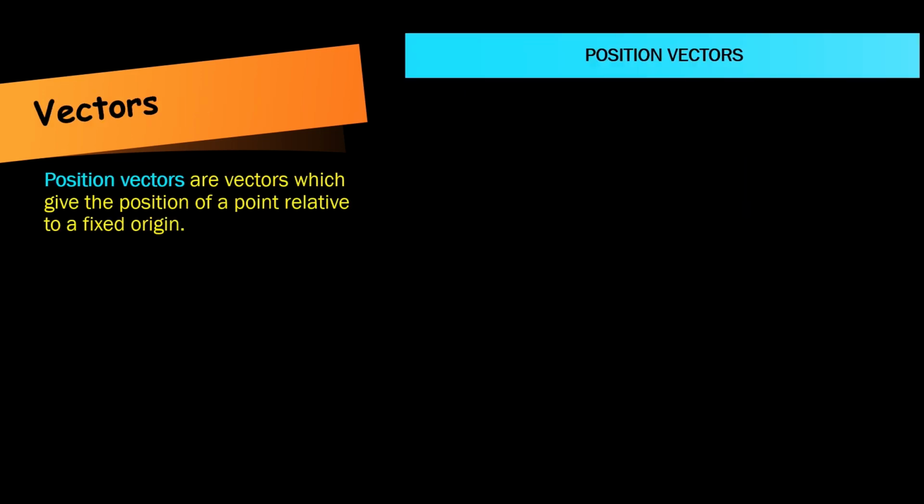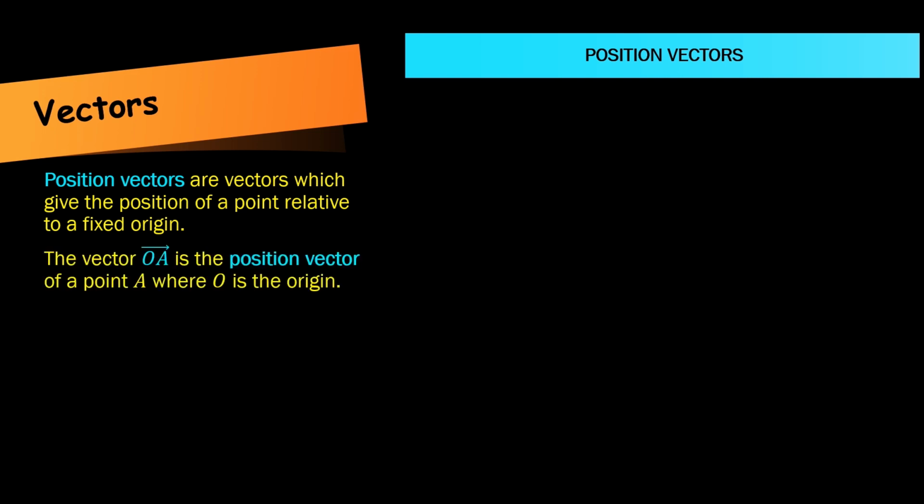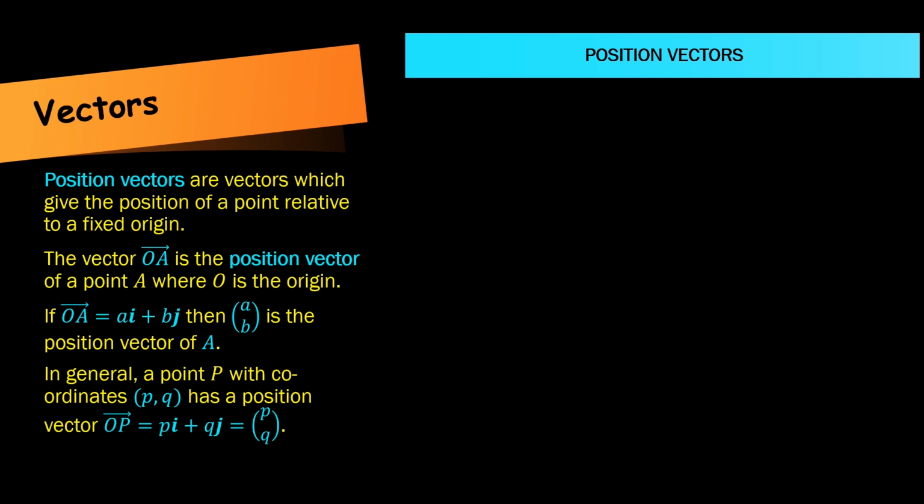Position vectors are vectors which give the position of a point relative to a fixed origin. The vector OA is the position vector of a point A, where O is the origin. If OA equals ai plus bj, then the vector (a, b) is the position vector of A. In general, a point P with coordinates (p, q) has position vector OP equals pi plus qj, which equals the vector (p, q).